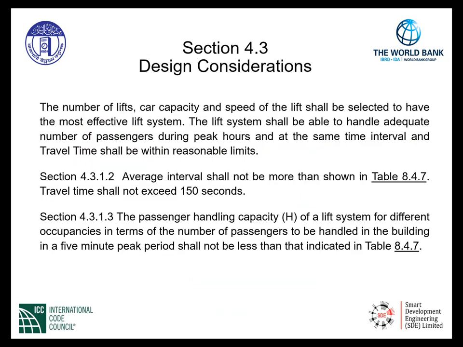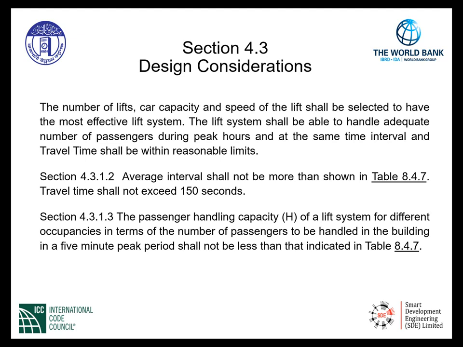Section 4.3, titled Design Considerations. The number of lifts, car capacity, and speed of the lift shall be selected to have the most effective lift system. The lift system shall be able to handle an adequate number of passengers during peak hours and at the same time interval, and travel time shall be within reasonable limits. Section 4.3.1.2 indicates that average interval shall not be more than shown in Table 8.4.7. Travel time shall not exceed 150 seconds. In this section, it begins to lay out a reference in the form of Table 8.4.7 that we will look at, and a maximum travel time not to exceed 150 seconds.